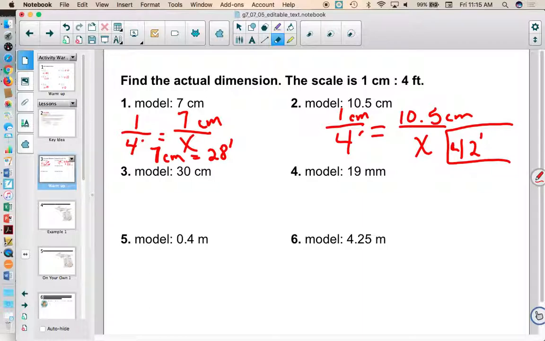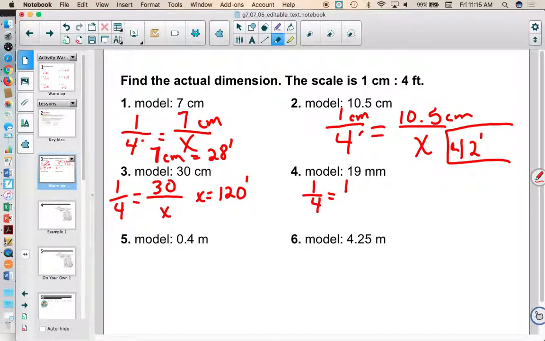Okay? Number 3, if on the model I have 30 centimeters, what is it in the actual setup? What is it actually? What's it going to be, Kennedy? 120 feet? Everybody agree with her? Yep. Okay. Tell me how to set the next one up, Mr. Caden. Put 1/4, and then 19 over x.